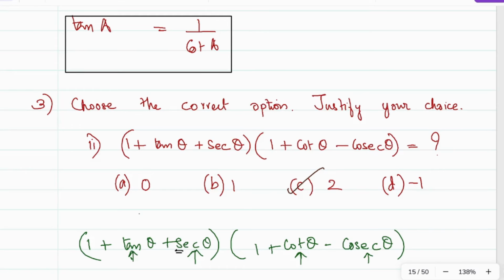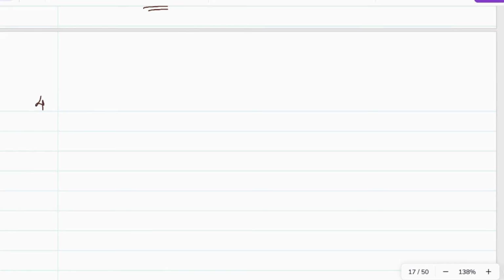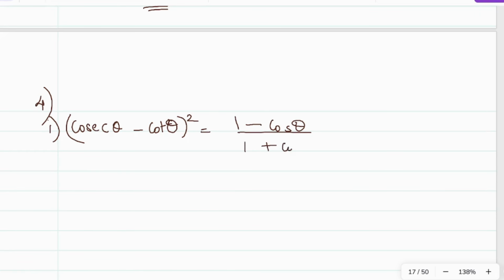Now let's do question number 4. Question 4 says: (cosec² minus cot²) the whole square equals (1 minus cos²) divided by (1 plus cos²). This is what we have to solve here. So how do we solve this one?